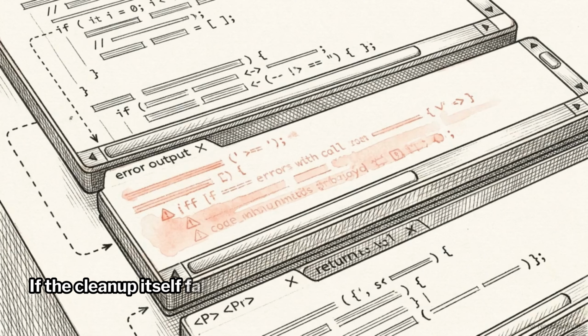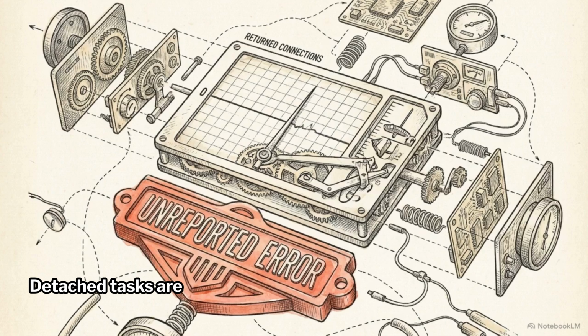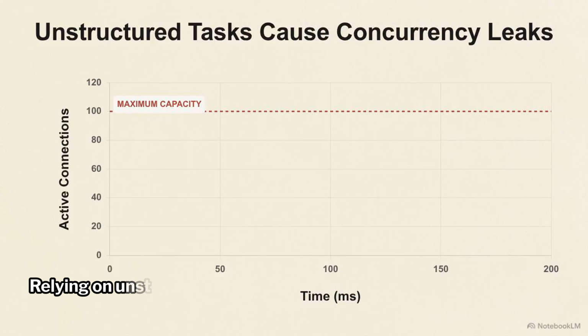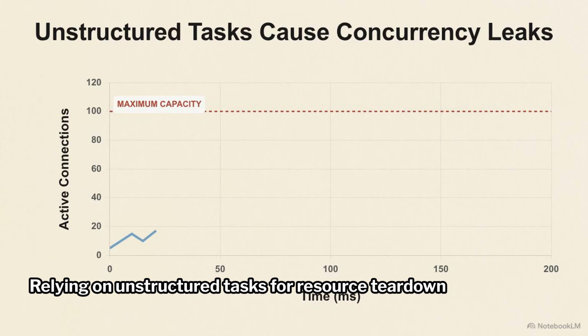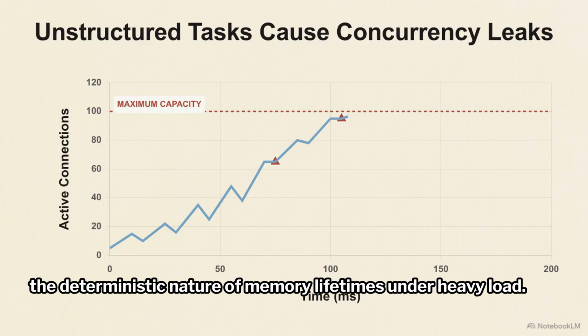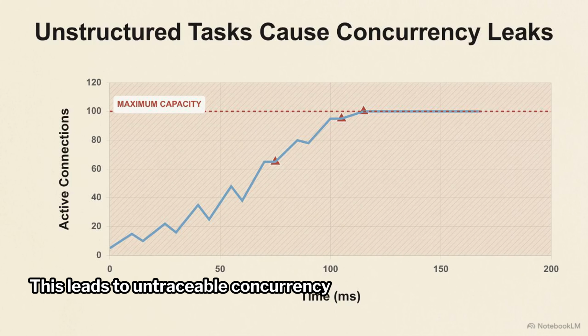If the cleanup itself fails or throws an error, that error is lost. Detached tasks are fire and forget. The system has no way to report that the connection was never actually returned. Relying on unstructured tasks for resource teardown removes the deterministic nature of memory lifetimes. Under heavy load, this leads to untraceable concurrency leaks.